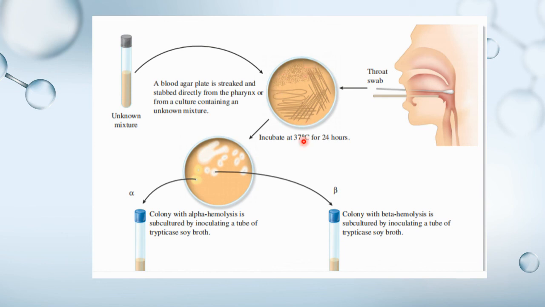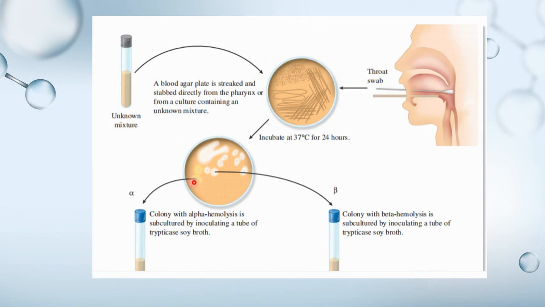Okay? So, swab it here. And then, use the four-quadrant technique so that you can get isolated colonies. Okay? Incubate at 37 degrees Celsius for 24 hours. Once there is growth, depending on the hemolytic pattern, that is when we will know the next step of your biochemical tests.